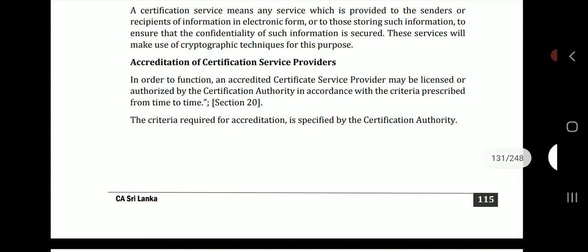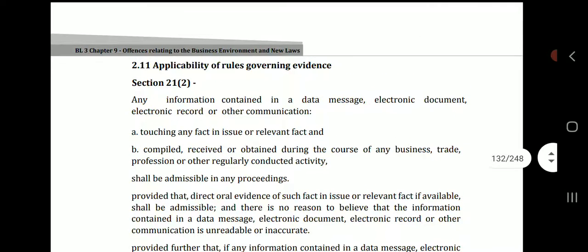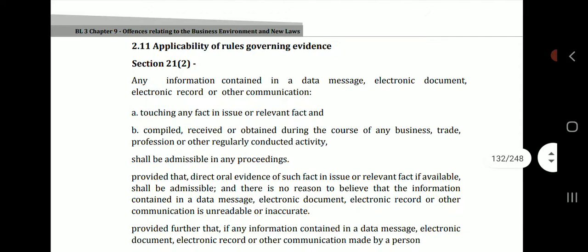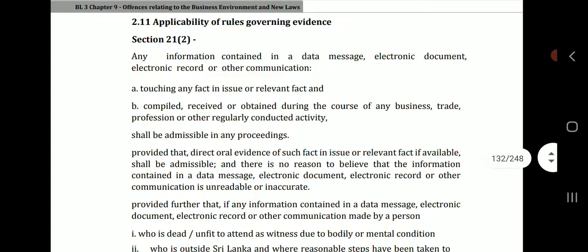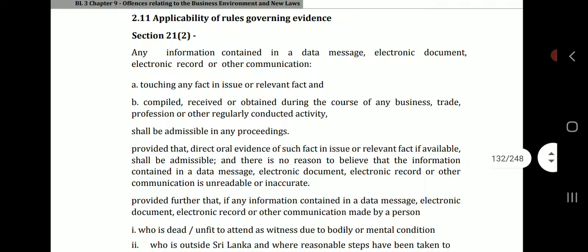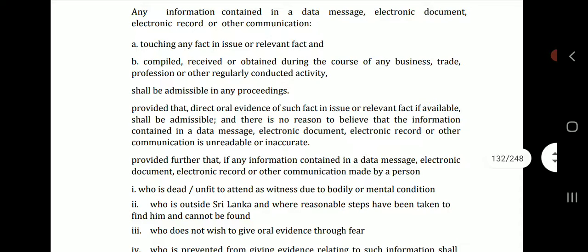And the accreditation of certification of service providers. Section 20 also mentioned that. So, applicability of rules of governing evidence. Section 21 subsection 1: any information contained in data, message, electronic documents, electronic records and other communication touching on any fact in issue or relevant fact, compiled, received or obtained during the course of any business, profession or other regularly conducted activity, shall be admissible in any proceedings.